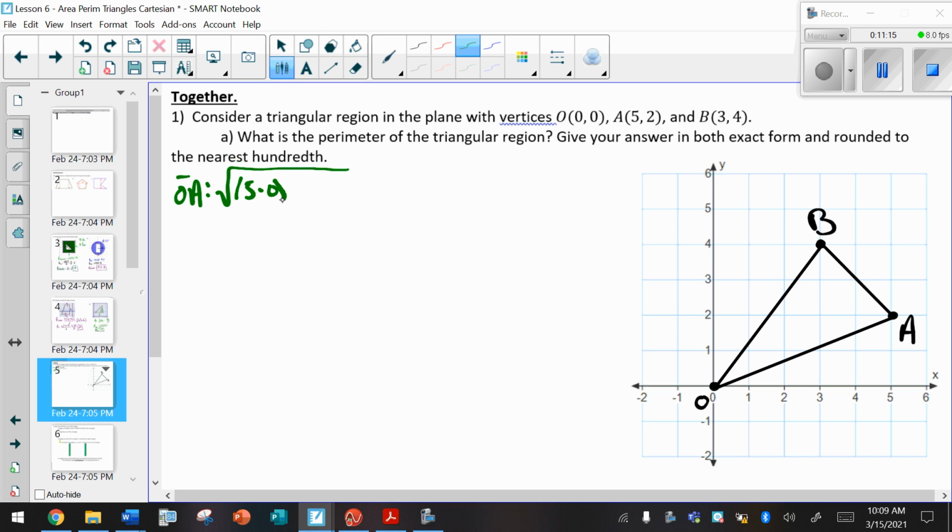x2 minus x1 squared plus y2 minus y1 squared. Five minus 0 is 5. 5 squared is 25. This is a 2 minus 0 is 2. 2 squared is 4. So our length of OA is radical 29.